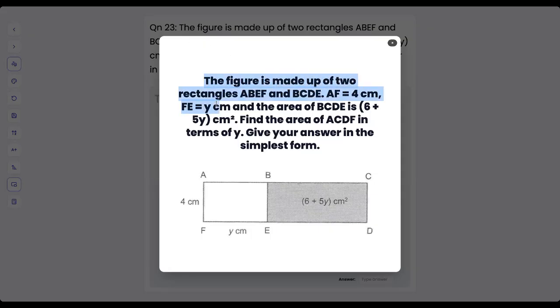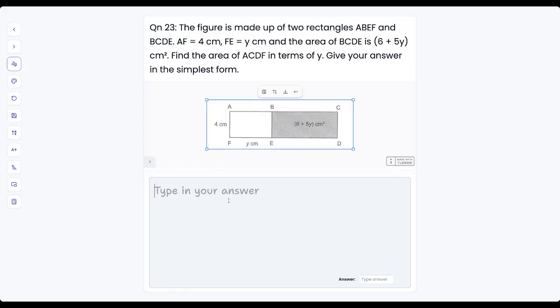The figure is made out of two rectangles, ABEF and BCDE. AF is 4 centimeters and FE is equal to y centimeters. And the area of BCDE is 6 plus 5y centimeter square. Find the area of ACDF in terms of y. Give your answer in the simplest form. Okay, so in this case, ABEF is equal to 4 times y, equal to 4y centimeter square.